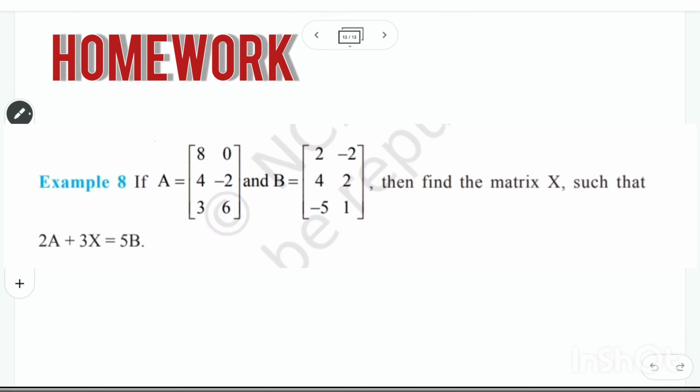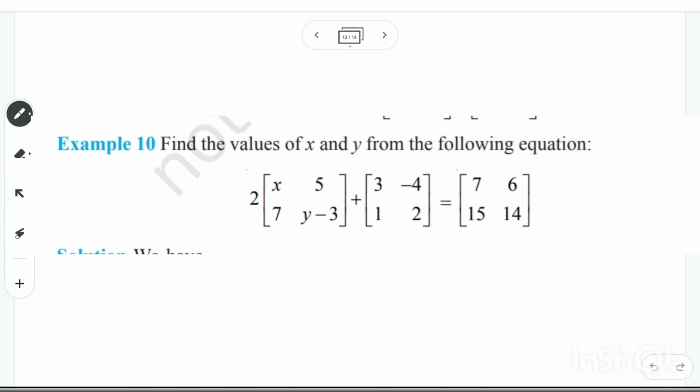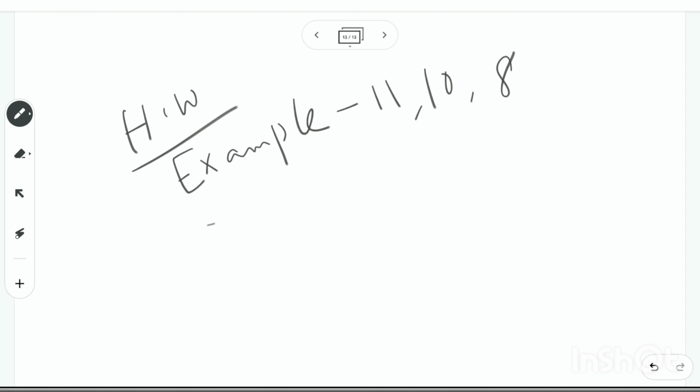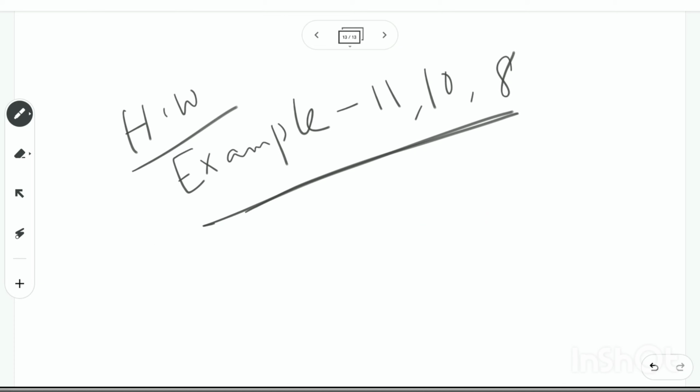So there is example 10. This is also very easy. Homework: examples 11, 10 and 8. Do them by yourself. Just try it by yourself, then you can check with your book.